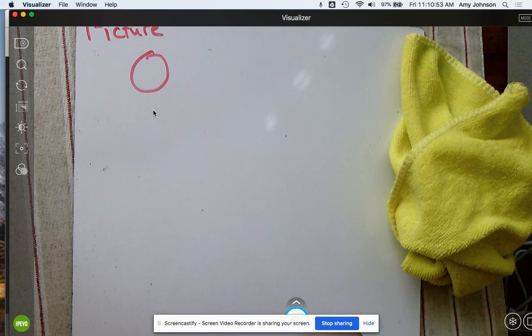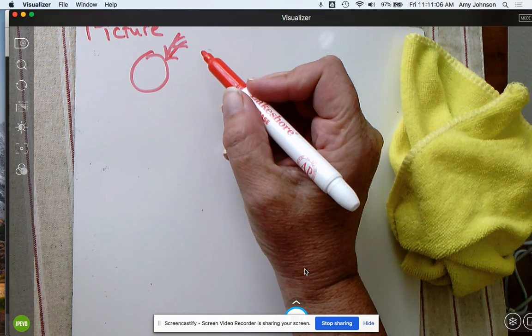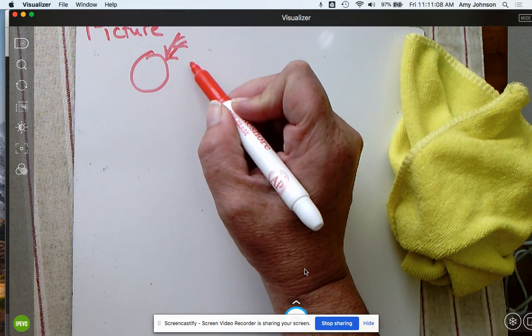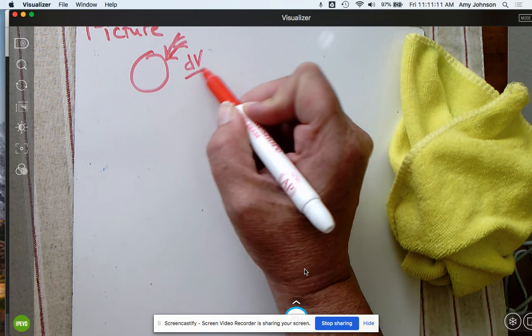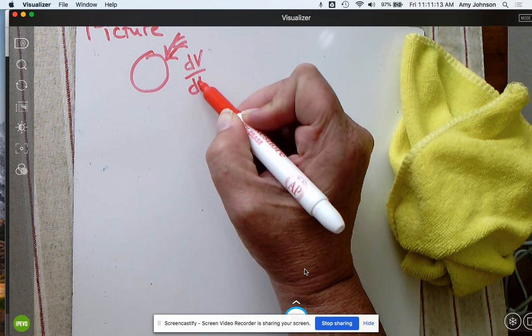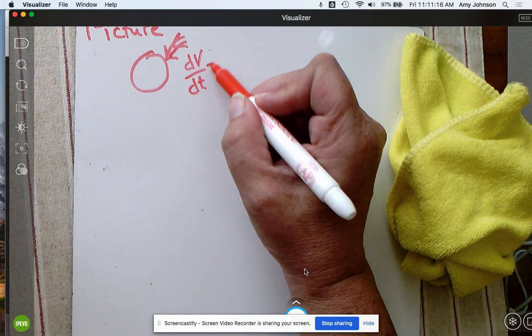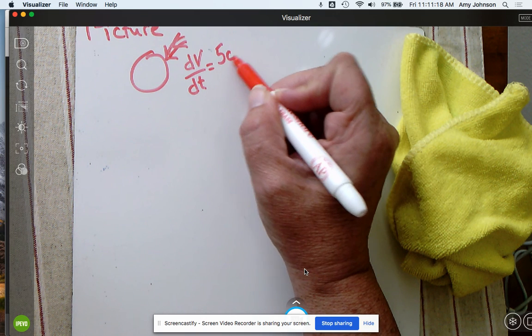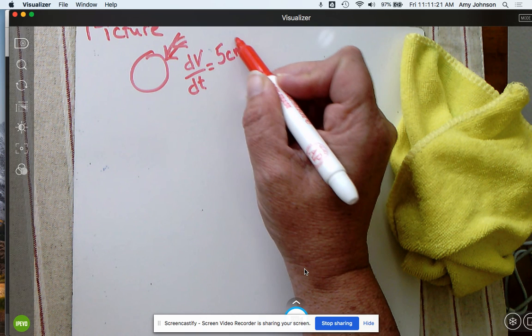I usually do something like an arrow, maybe a double arrow, to indicate something's going in. And I'm going to write the rate next to that. Again, if air or water is being added to something, that's volume. And they actually gave us the rate of the volume change. They said it's 5 centimeters cubed per minute, right? And I'm going to mark this on my picture. That's the only rate they gave us.